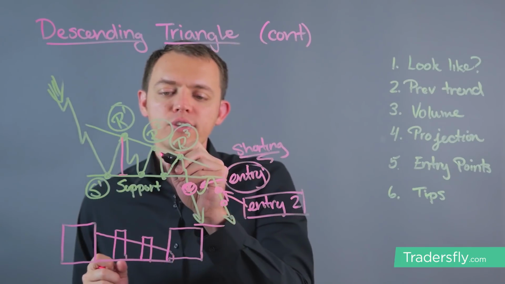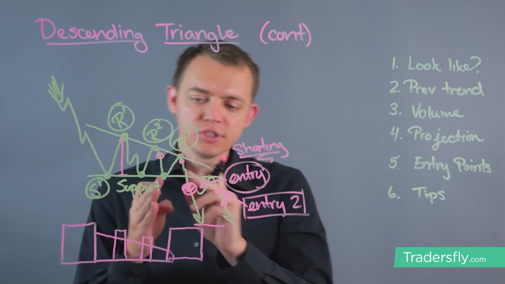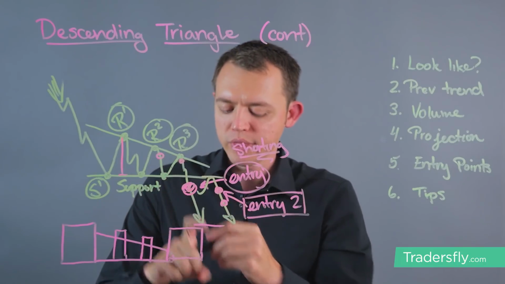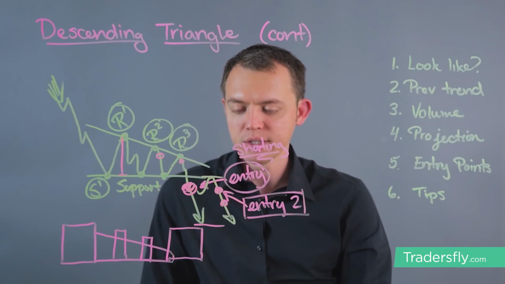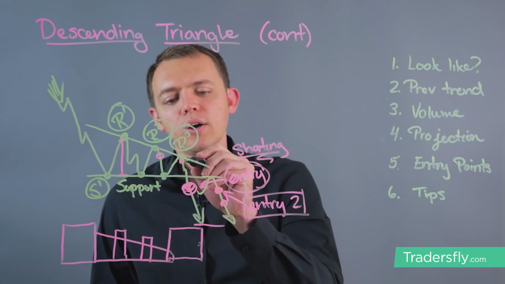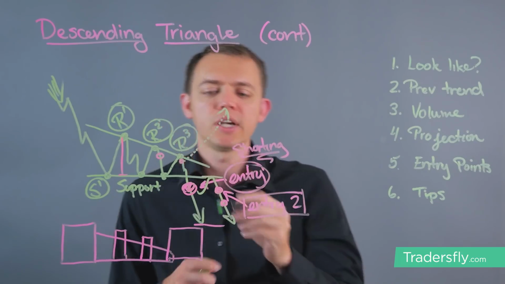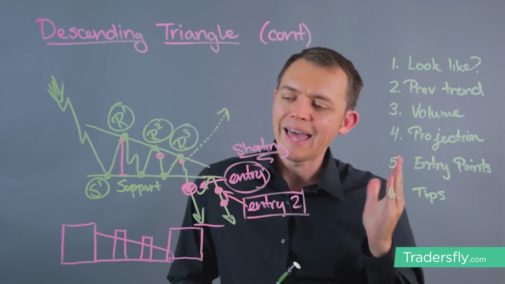Of course, you could enter at these rejection levels because it is a shorting pattern, but you don't know that at times this thing could play a little bit of tricks on you where it could actually start breaking and moving to the upside, which is what some people have trouble with.